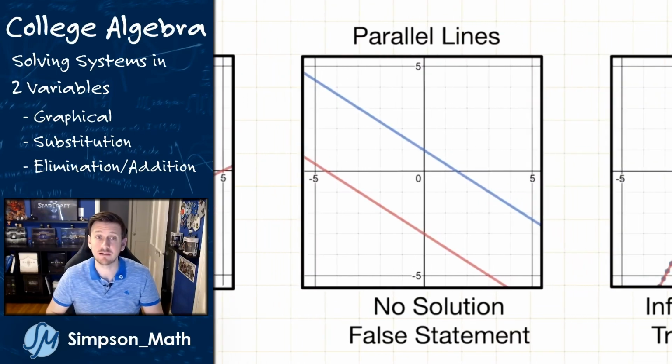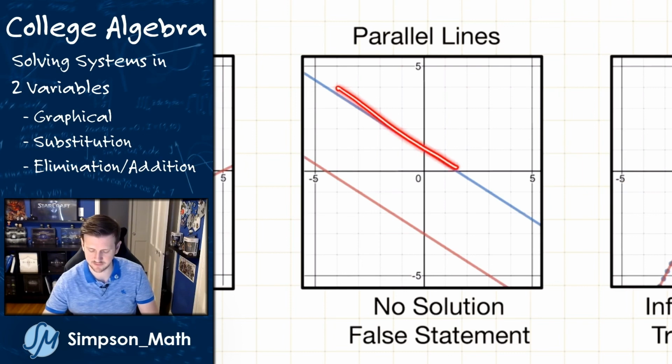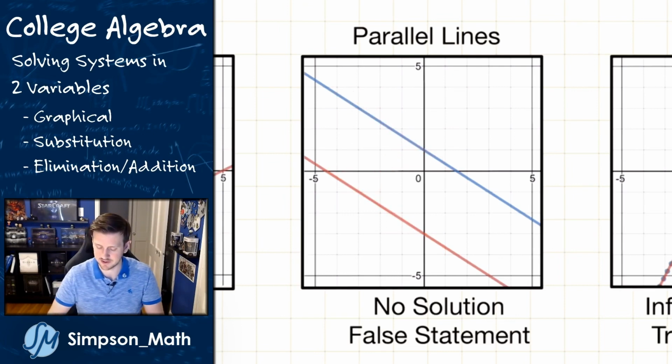So then we could have parallel lines. If you recall, parallel lines never touch, they never intersect, they're going to stay that same distance apart. They also have the same slope. So they're never going to touch. There's never going to be an xy pair that I could plug into both the blue and the red lines that I would get the same value out. So we're going to have no solution.